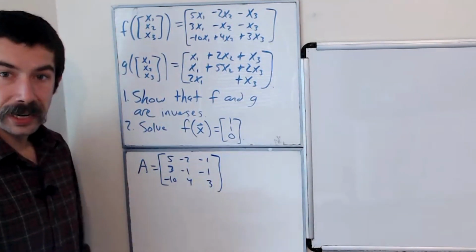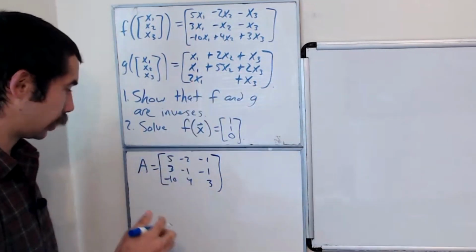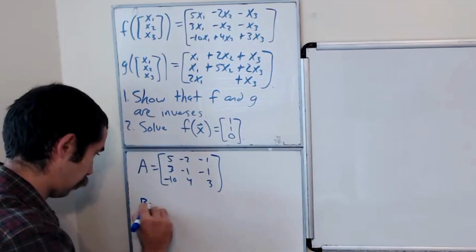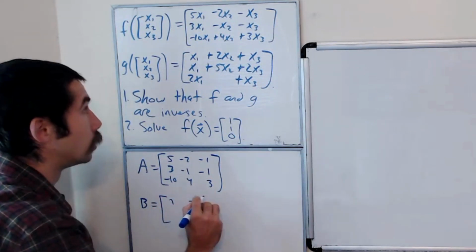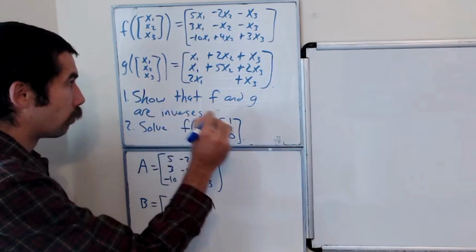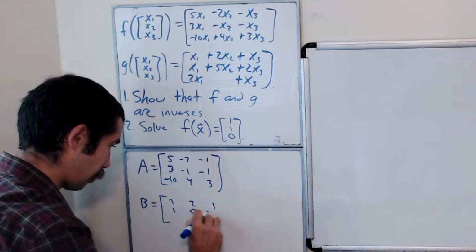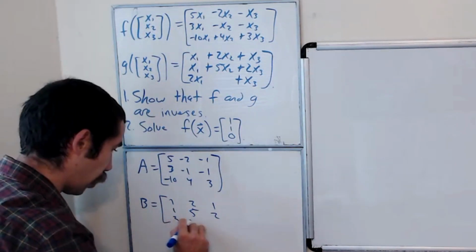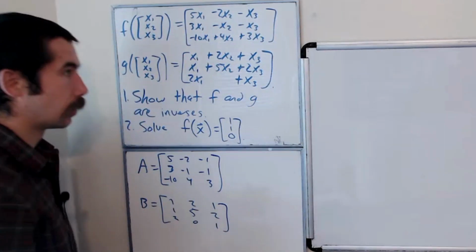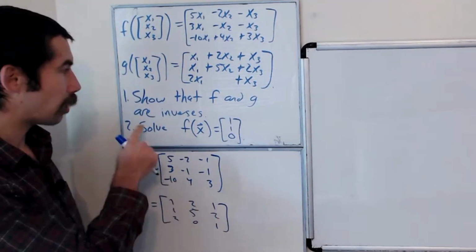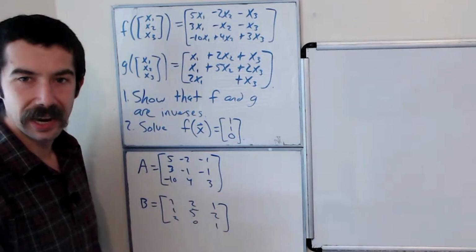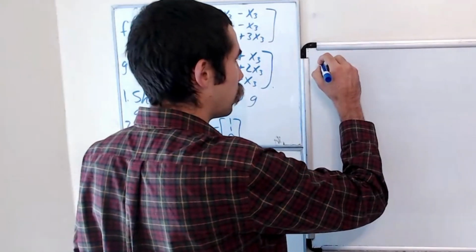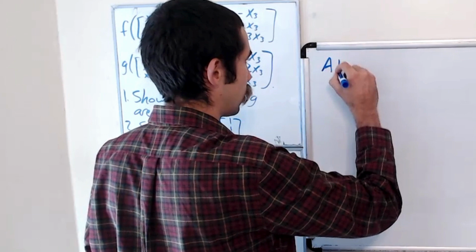And we'll let B be the matrix corresponding to g. So that's 1, 2, 1, 1, 5, 2, and 2, 0, 1. Okay, and so to solve part 1, we just have to show that A times B is the identity matrix. So let's compute A times B.